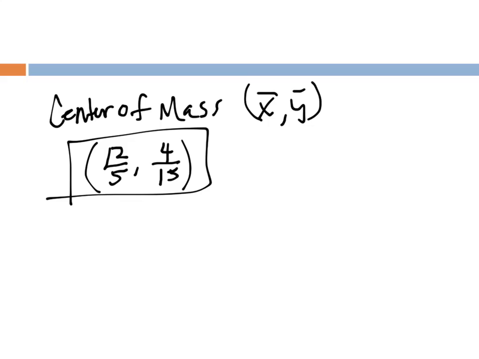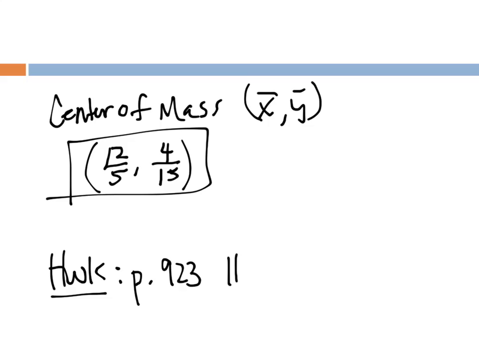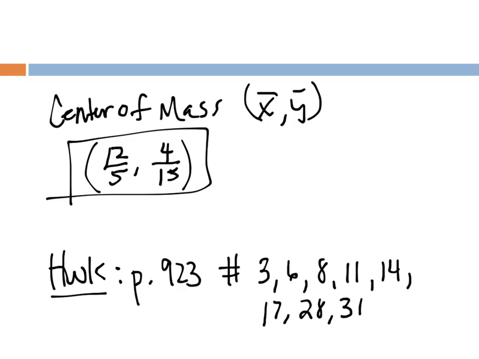All right, so the last thing to do then is I will write in your homework. Our homework for this section, it's not due on Thursday, it will be due next Tuesday. Homework is from page 923. It's numbers 3, 6, 8, 11, 14, 17, 28, and 31. So 8 problems.